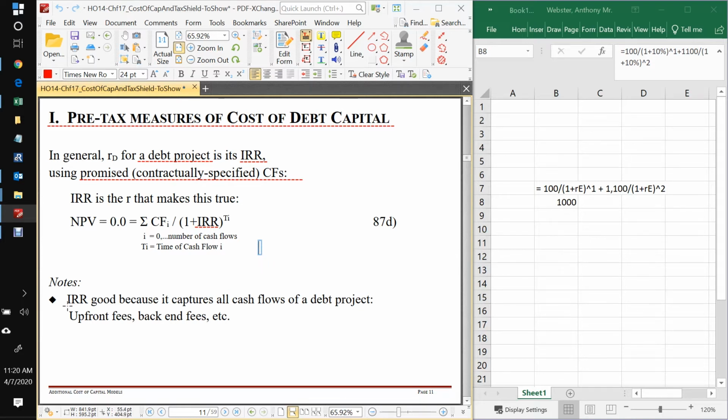And IRR is a really good thing to use because it captures all of the project's cash flows, including upfront fees, back-end fees, etc. So it may look, in other words, like a bank is charging you 6% interest on a loan, but if it's also charging you a big upfront fee, effectively it's charging you a higher interest rate than that. And that true higher interest rate is always going to be captured by getting the IRR for the project. So that's why we use the IRR.